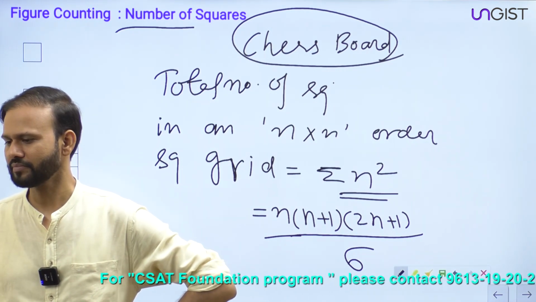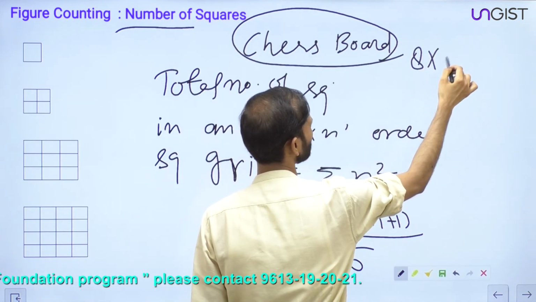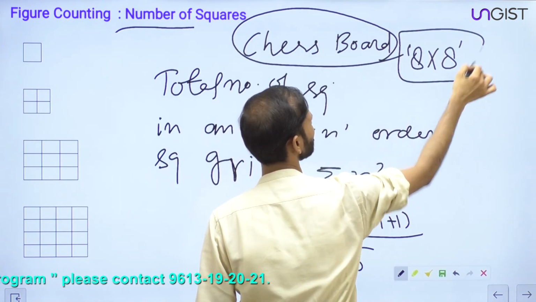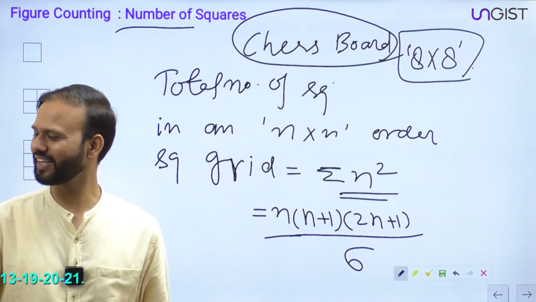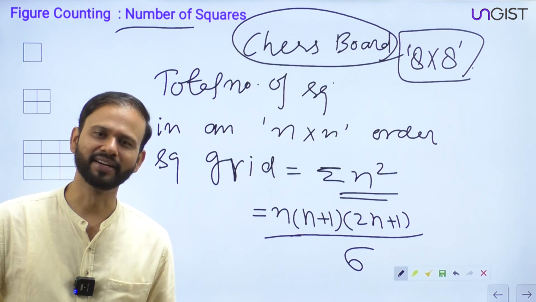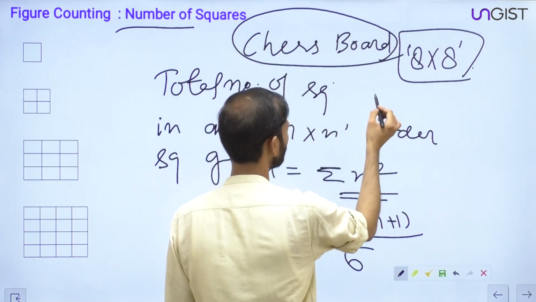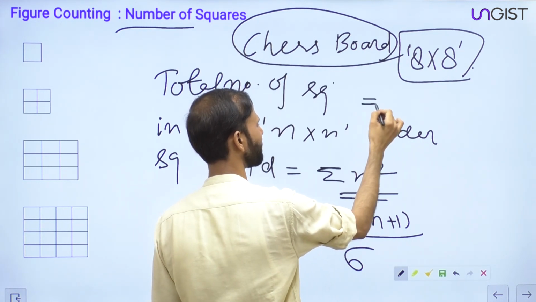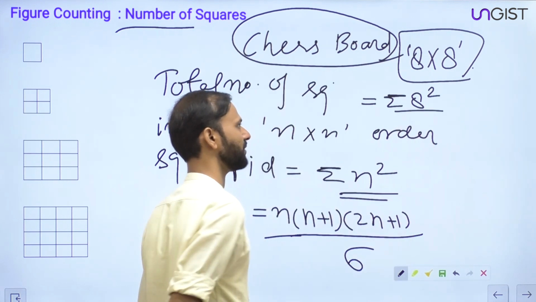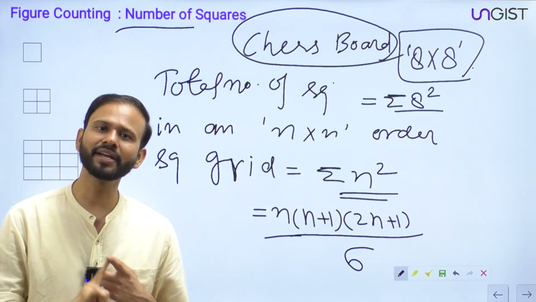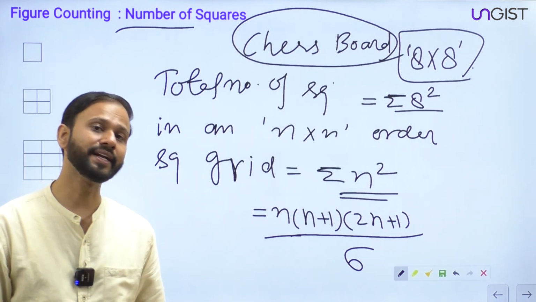So what is a chessboard? A chessboard is actually an 8 by 8 order square grid. Now you guys are getting the right answer. So here the number of squares will be sigma of 8 square.